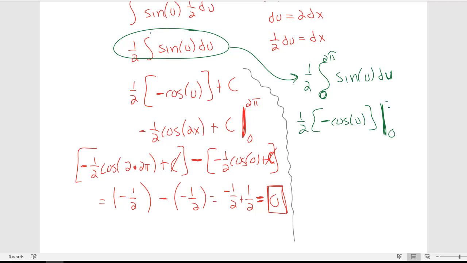And what we're going to do at this point is not go back to the x variable. The reason is we converted our limits of integration to u limits. So I'm going to take these limits on u and plug them into my u function. So I'm going to have negative 1/2 cosine of 2 pi, and then I'm running out of digital paper. Here's me plugging in the upper limit. I'm going to subtract with the lower limit plugged in.